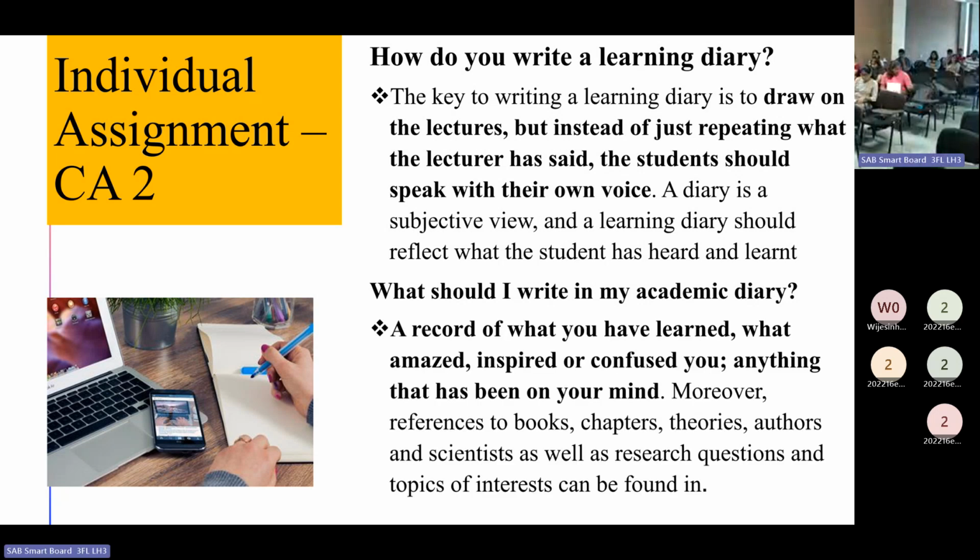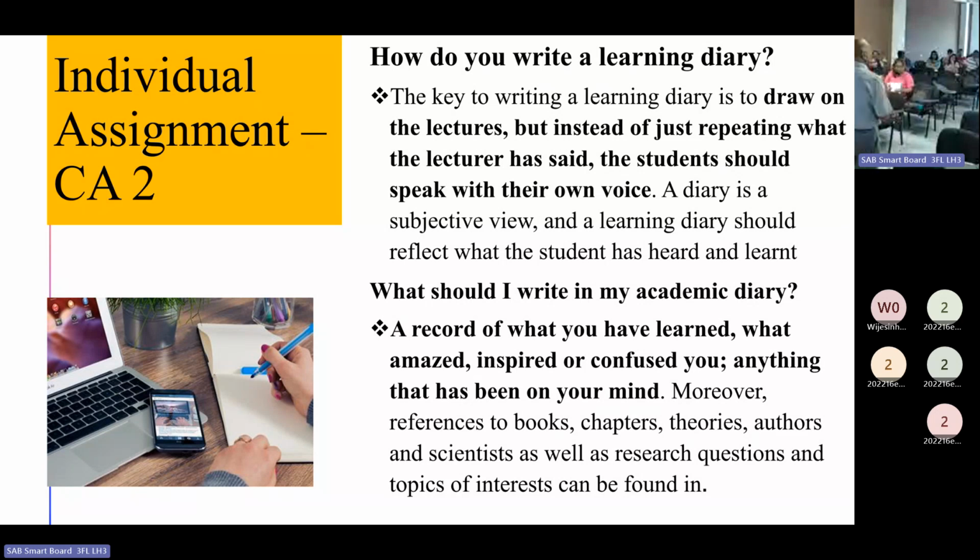What should I write in my academic diary? It is not a personal life, it's an academic diary visible to others. Okay. So record what you have learned, what amazed, inspired, and confused you also. Sometimes you would have been confused. I would have told you, you are learning, I cannot teach you. Right? I can share and impart the knowledge, but you have to learn it. Okay? So that may be a conclusion.